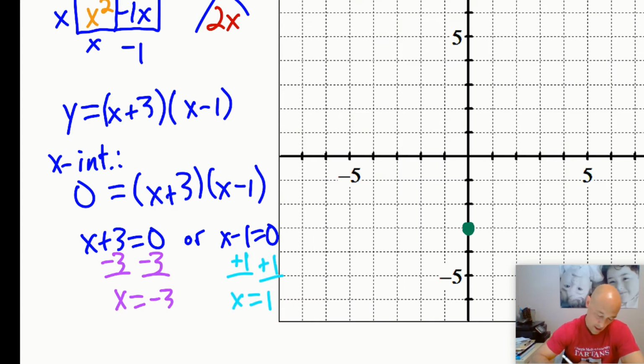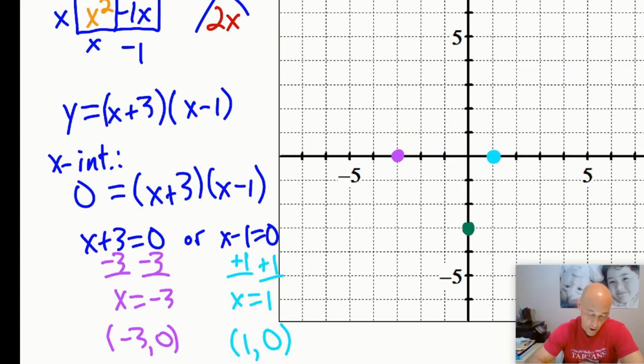So here, this tells us the point is -3, 0. There's a point there at -3, 0. And this tells us that there's a point at 1, 0. 1, 0 is right there. All right, so we have our two x-intercepts.